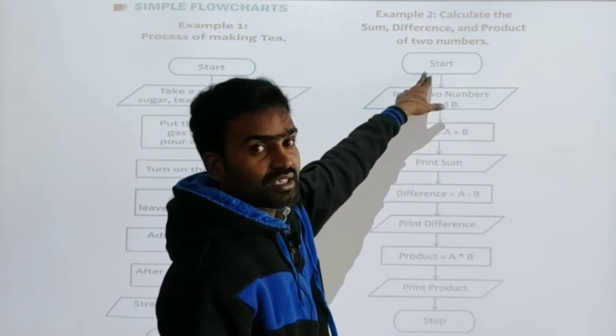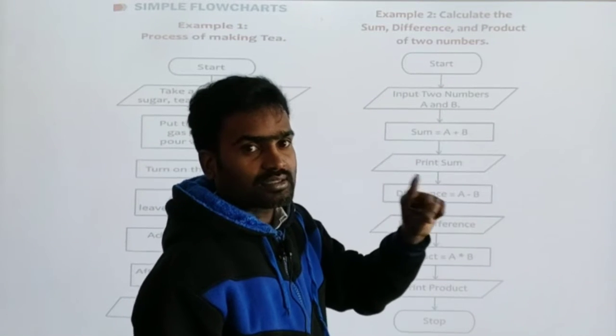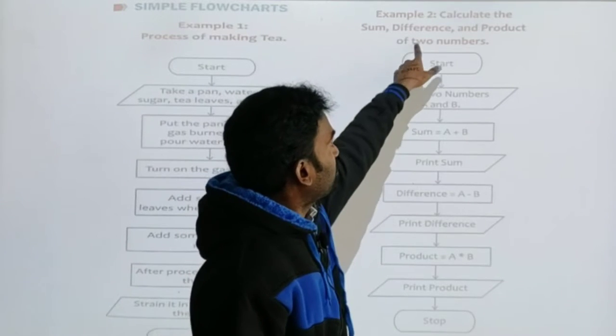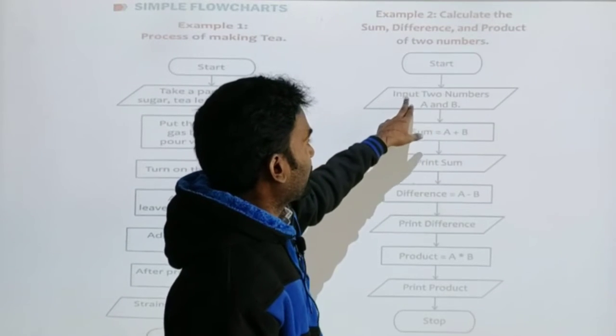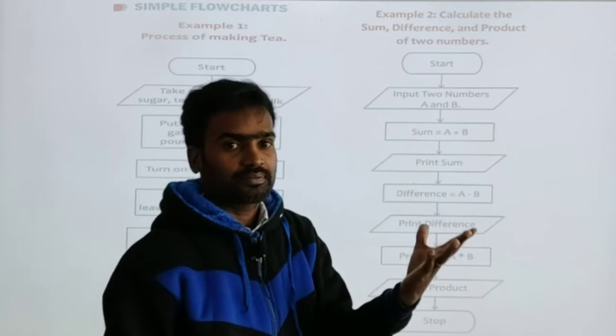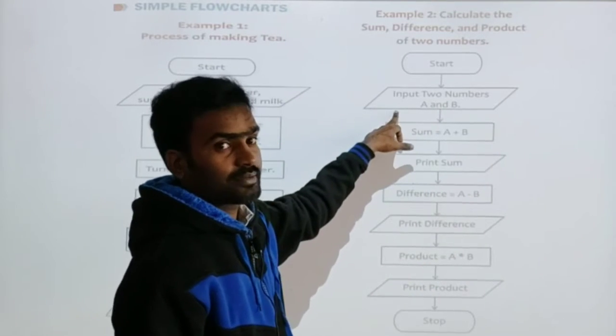What are we supposed to do first? We have to start the processing, the calculation, and then input. They say two numbers, so read the input. Input two numbers A and B. We are reading two numbers, so it's a reading diagram.